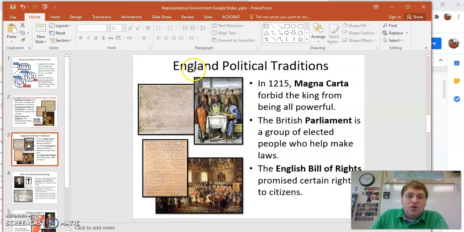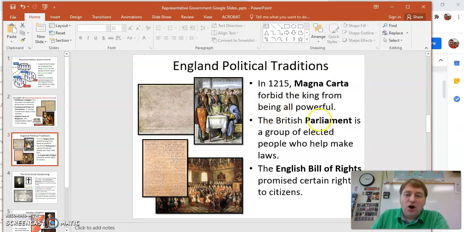And then you got their political traditions. They brought over with them from England their rights as Englishmen. One of them was started in 1215 called the Magna Carta. Basically it meant that the king was not all powerful. He was not above the law. Whatever he did, he had to make sure that he followed the law when he was doing it. And they brought that over. Their representatives were still accountable. In other words, they had to obey the law.